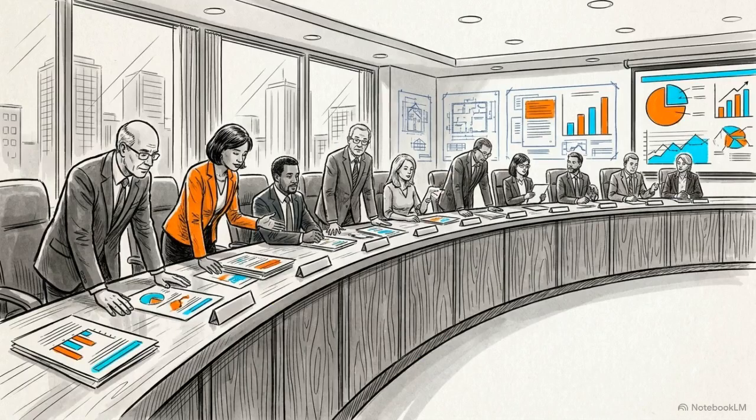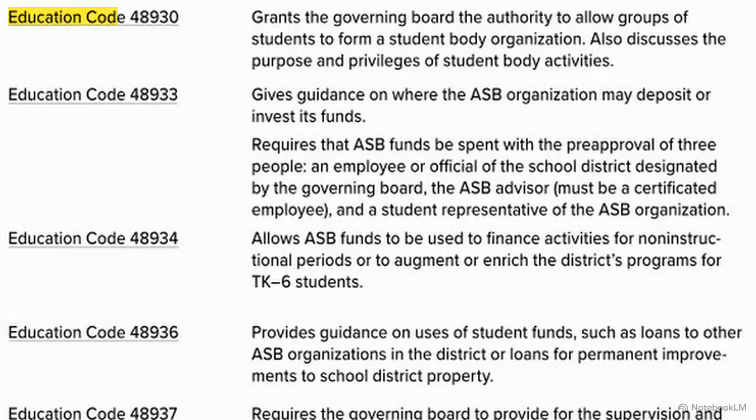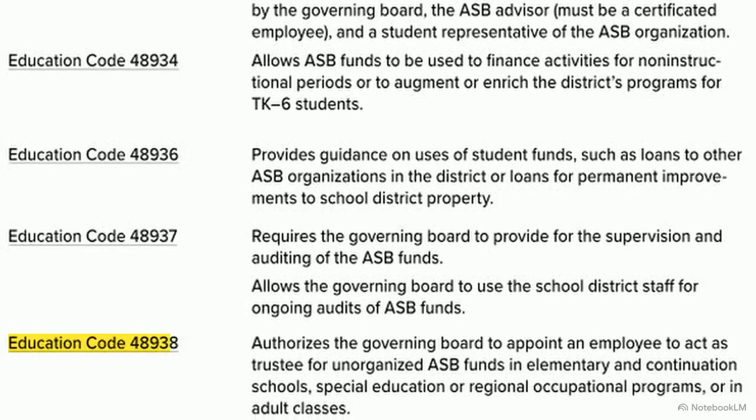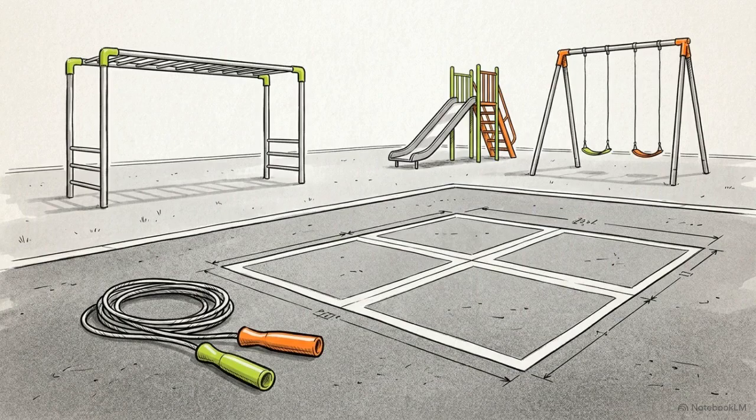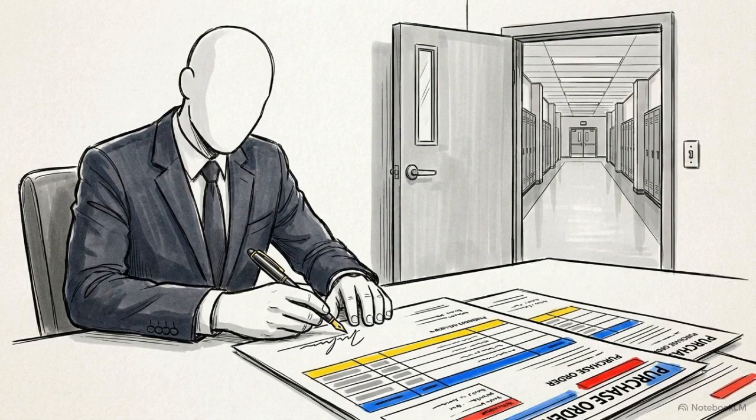The first principle of ASB compliance is understanding that school districts are not legally required to have student bodies at all. Their existence is a privilege granted solely by the governing board. California Education Code 48930 serves as the absolute legal bedrock, granting the governing board authority to form and regulate these student organizations. Further down, Education Code 48938 splits that authority into a strict governance spectrum, separating elementary programs from middle and high schools. At the elementary and TK-8 levels, we find unorganized ASBs. Because the younger students do not govern themselves, the principal holds complete legal responsibility for oversight and financial decisions.